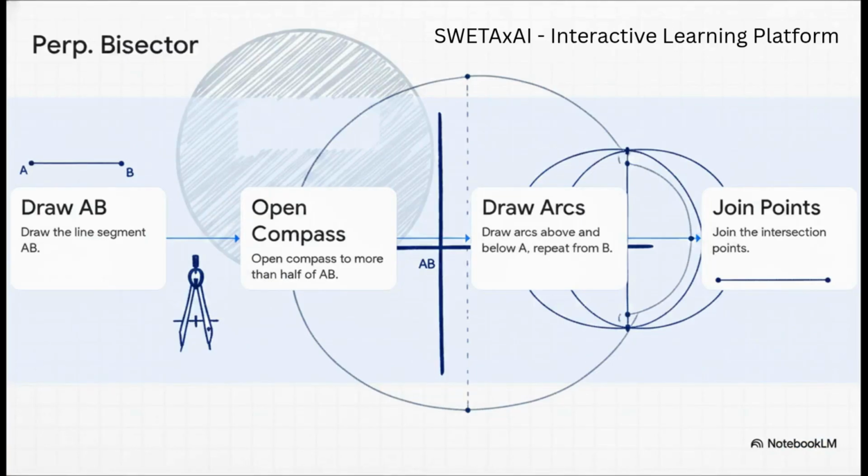So how do we construct this perfectly without cheating with a ruler's markings? Well, start with your segment AB. Then open your compass to just past the halfway mark. You're going to sweep a nice broad arc above and below point A. Now, here is the critical secret. Freeze that compass width. Do not let it shift. Move over to point B, repeat that exact same sweep, and right where those arcs cross, that's where you draw your line. Boom. Flawless precision every single time.